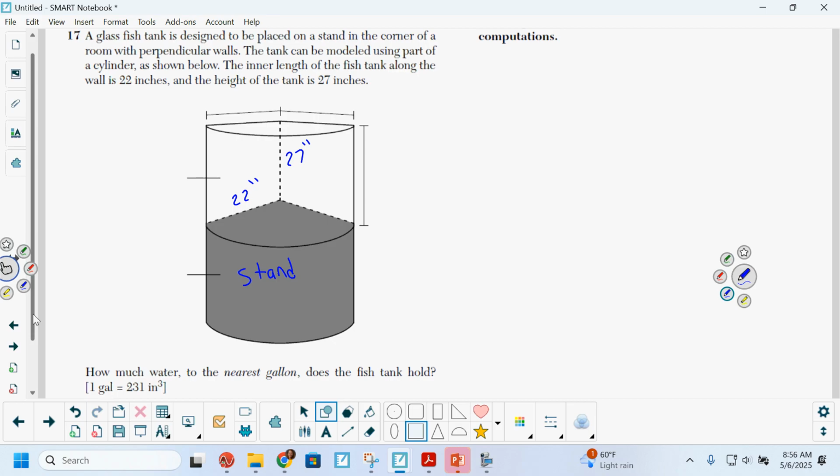So I'm filling this fish tank, which means I have to do base area times height for the cylinder, but I don't have the entire cylinder. In fact, because of the way the wall is, I only have a quarter of it. So the base area is the circle, pi r squared, and our height is h. So I have 1/4 pi. I've got the 22 for the radius of the circle, and the height is 27.